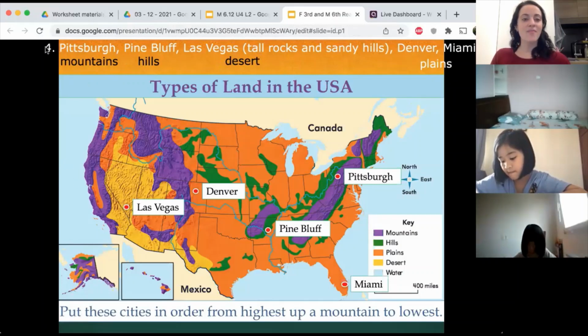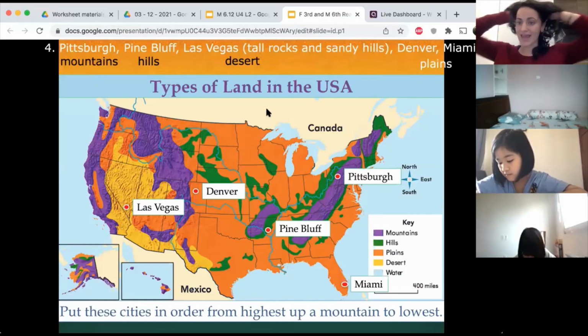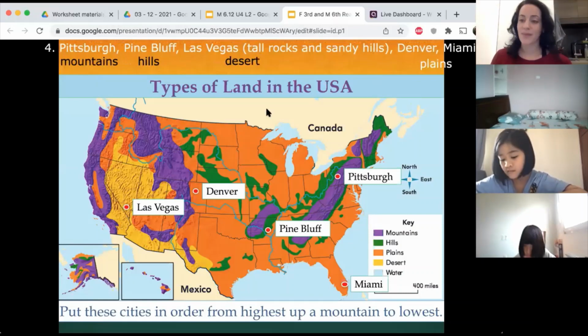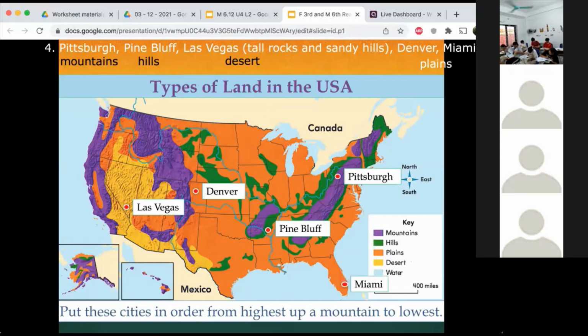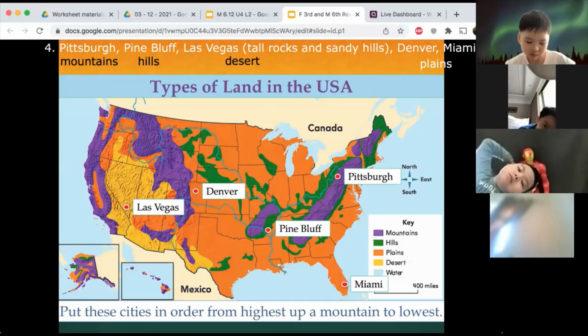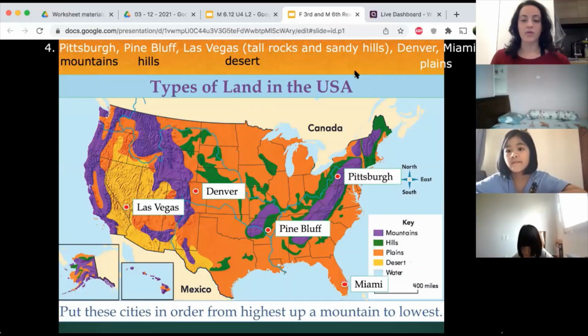From highest up to lowest down. Go ahead and make sure you have the right answer. Does anyone have any questions about this? Can you go again to 1, 2, 3, 4? Yes. I'll click through it one more time.